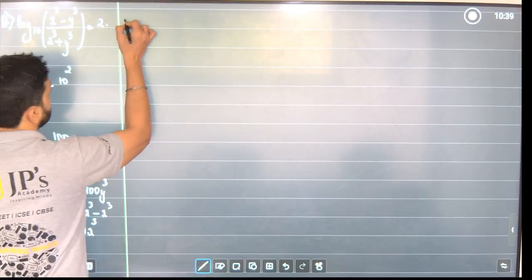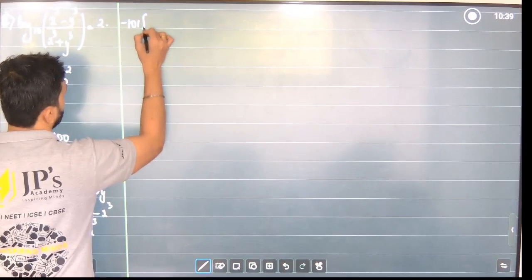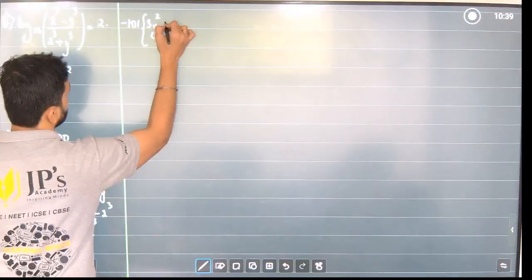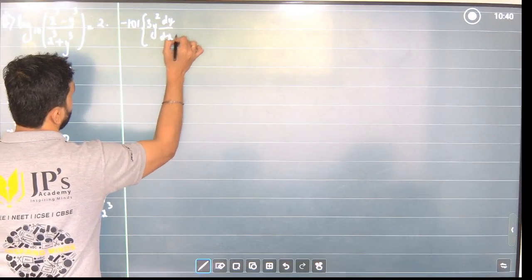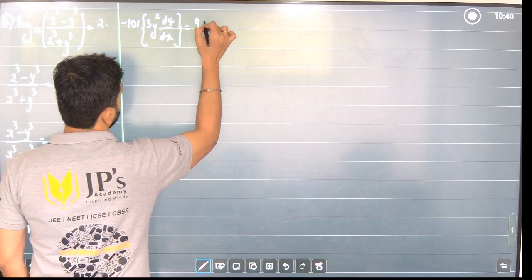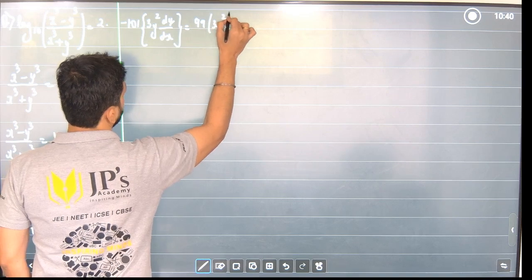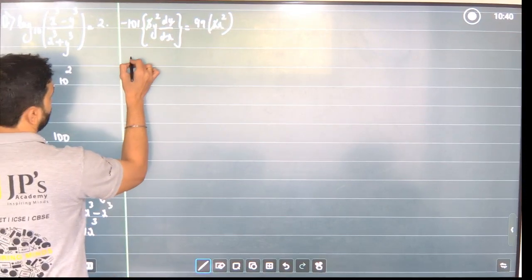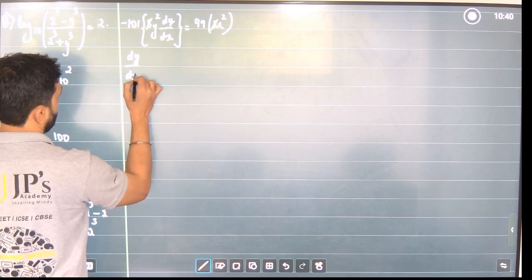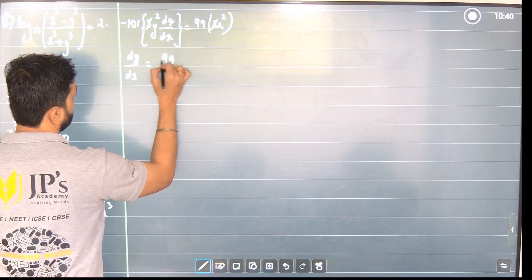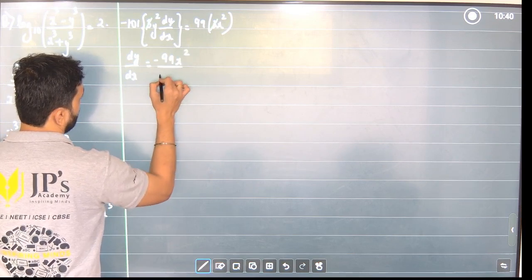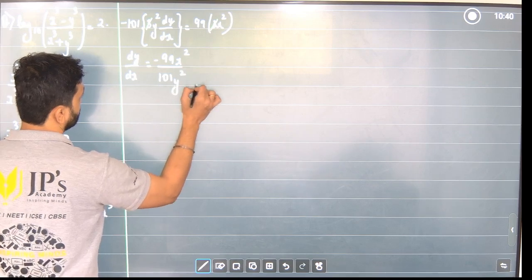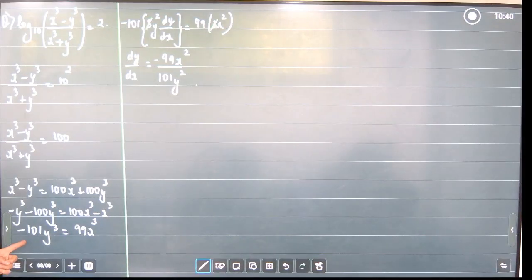And now when I differentiate, this will become minus 101 into 3y square dy by dx is equal to 99 into 3x square. My 3 and my 3 get cancelled. Therefore, dy by dx will become minus 99x square upon 101 y square. Again, just differentiated this, nothing else, one line, normal algebra.